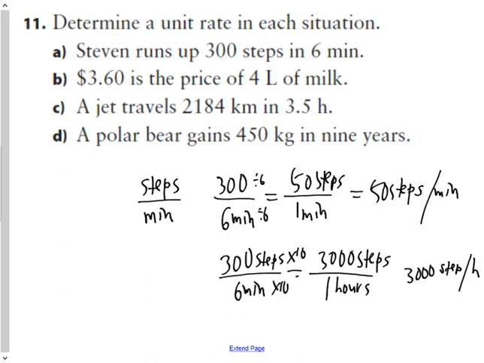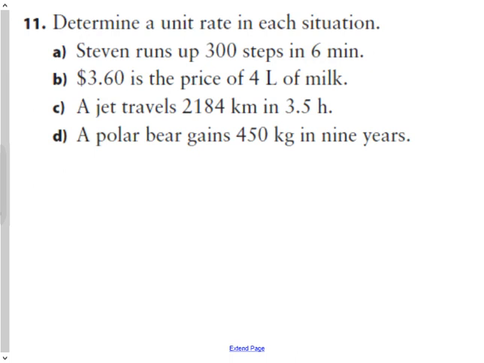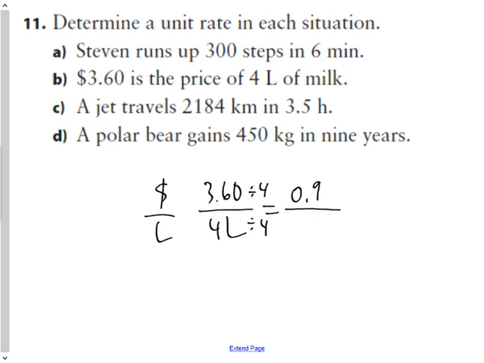In B, you have $3.60 at the price of 4 liters. Do I want cost per liter or liters per dollar? When I analyze those two rates, I realize I want cost per liter. So I'm going to put $3.60 as my first term and 4 liters as my second. In order to get a unit rate, I can divide both by 4, and I'm going to end up with 90 cents per 1 liter, or a unit rate of 90 cents per liter.